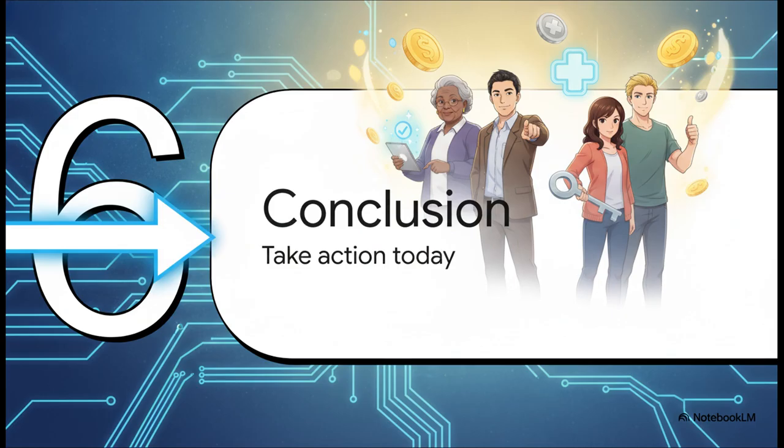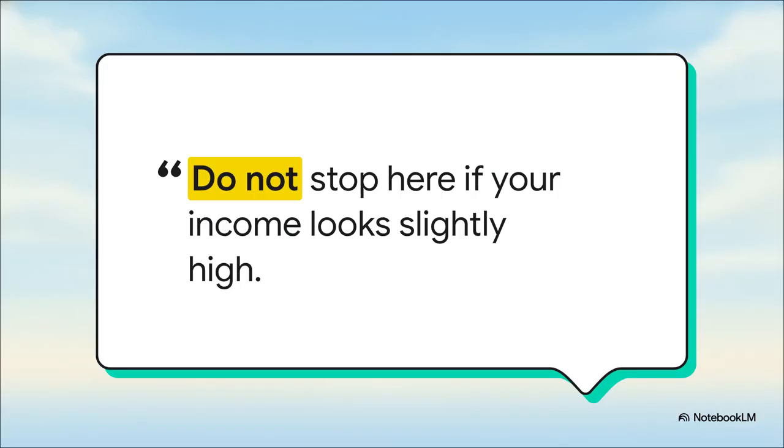And that brings us to Section 6, Conclusion. I absolutely love this piece of advice from our sources. It says, do not stop here if your income looks slightly high. That is so empowering. Let the state make the final call rather than disqualifying yourself right out of the gate. There are so many unique state rules and income disregards that could totally tip the scales in your favor.